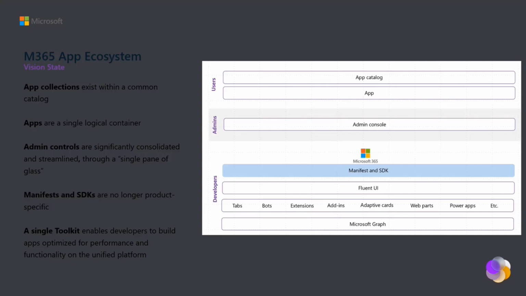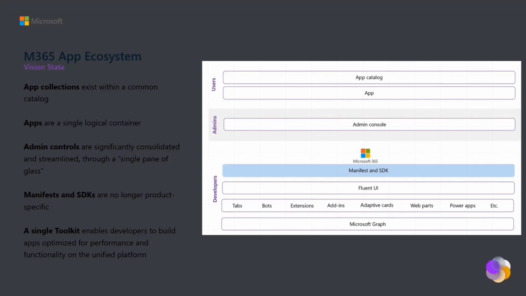We want apps to have a single logical container for web or SaaS apps, as well as device applications, mobile applications, and all the data integrations that happen as well. We also want to bring a consolidated and streamlined admin control so that admins can create policies and enforce them through a single pane of glass, one entry point for all of the management that they need to do.